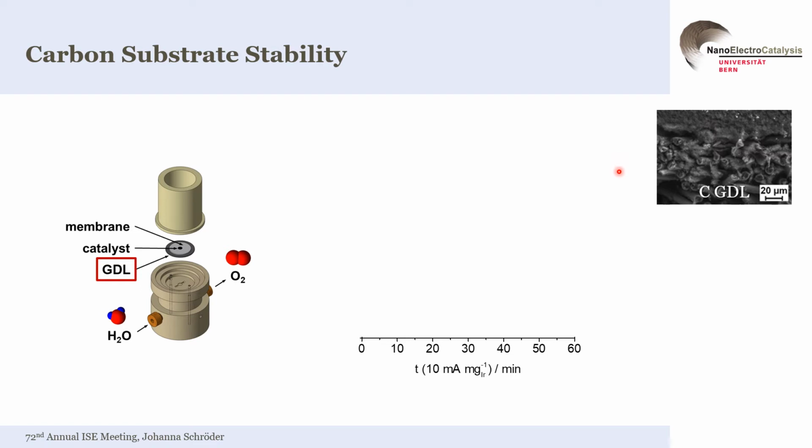Carbon is showing limitations at high current densities, and for our activity testing we need to show that there is no interference with the possible degradation during our measurements. Therefore, I was applying a current density of 10 mA per milligram iridium for an hour.